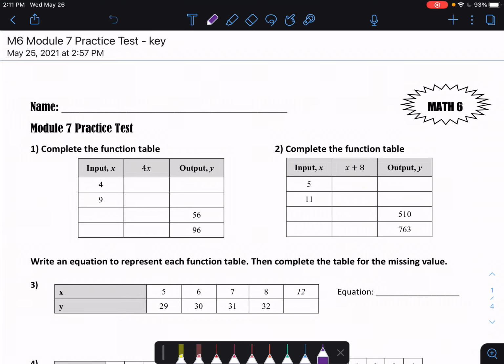Hey everyone, today I'm going to be going over your Module 7 practice test. So number 1, we are going to complete the function table.